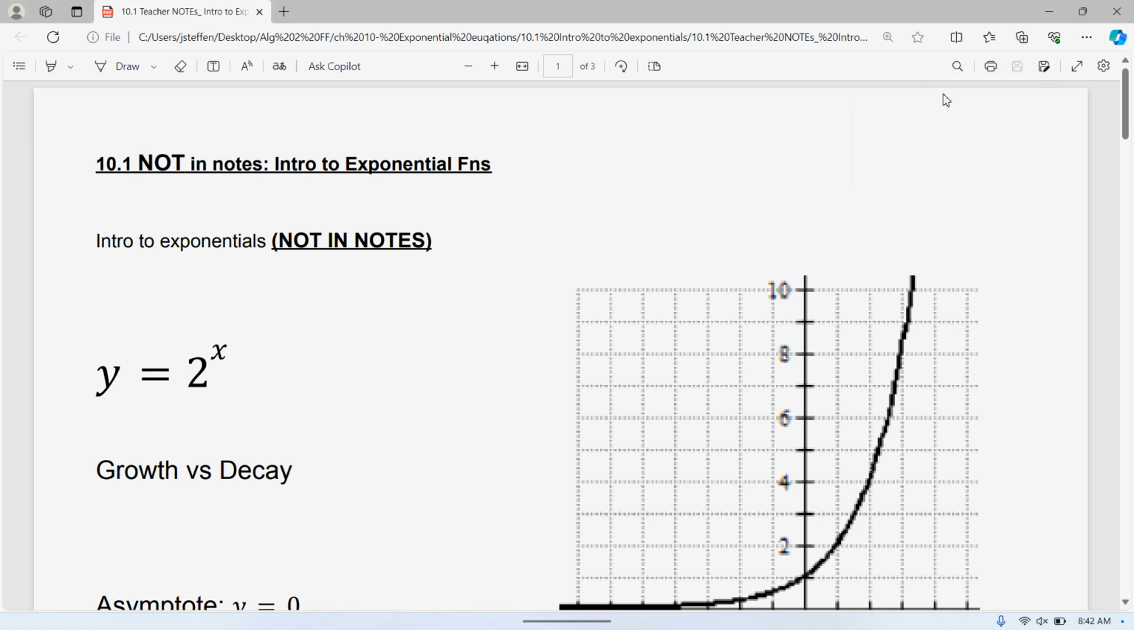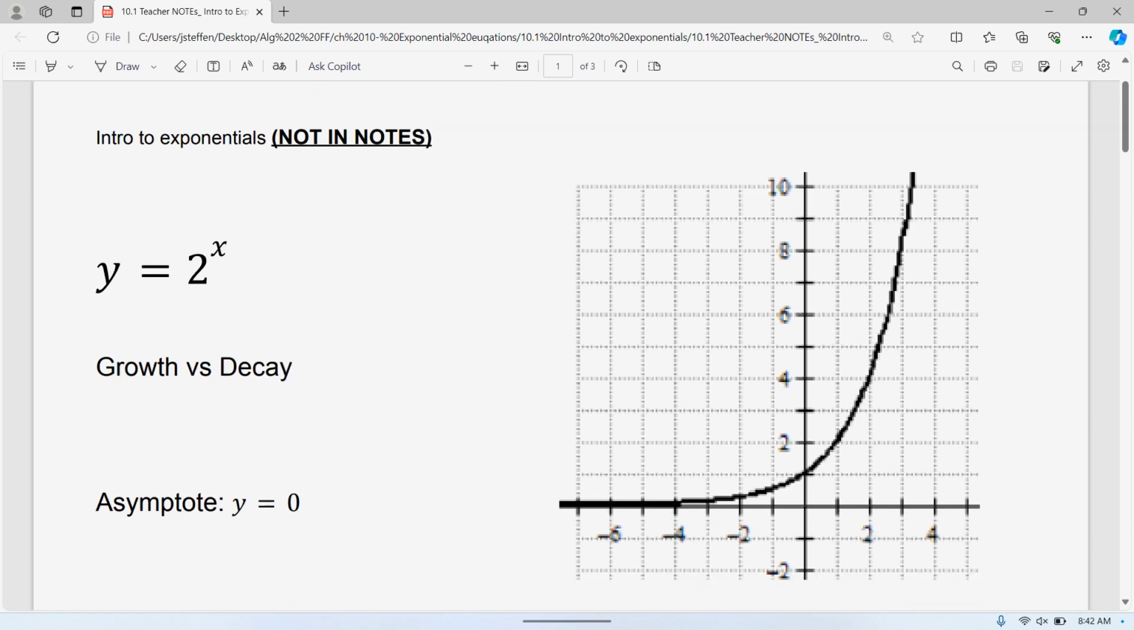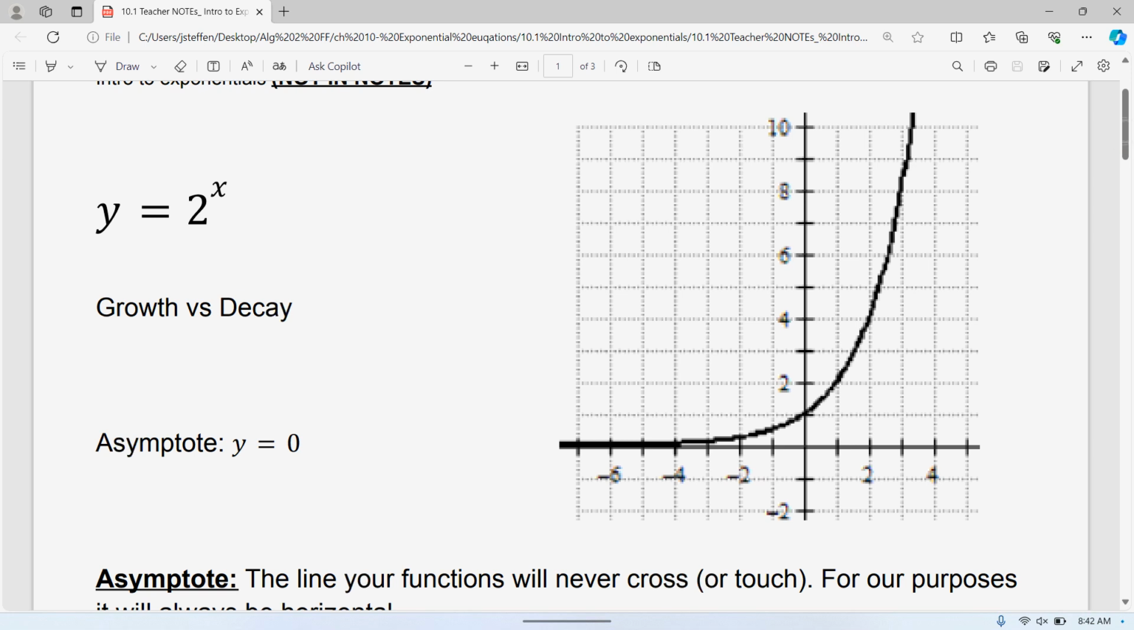So chapter 10 is talking about exponentials and logs. We'll learn about logs a little bit later, but logs are the inverse of exponentials. Since we just talked about inverse, logs and exponentials cancel each other out. So again, this first page is not in your notes.